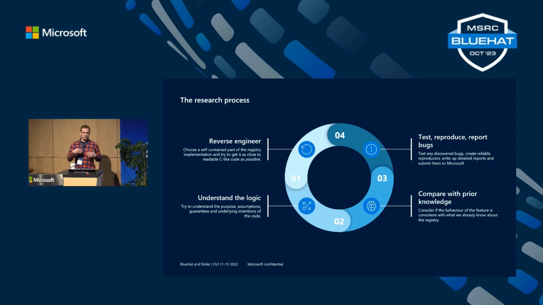Then knowing how the feature works internally, I would try to compare it with everything that I had previously learned about the registry and think if there are any kind of problems with interactions between these features and other features in the registry. And finally, I would basically go and test, reproduce the bugs that would turn out to be real based on all of the ideas that I have accumulated earlier in the process. And I would try to write good bug reports and report them to Microsoft. So of course, this is a very simplified view of the process. It's never as simple as that, but that's the basic framework.